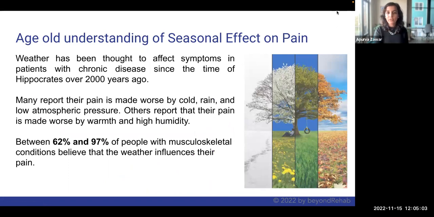So, the age-old understanding of seasonal effect on pain. Weather has been thought to affect the symptoms in patients with a chronic disease for a long time. Many report the pain is made worse by cold rain and low atmospheric pressure. On the other hand, people also report that warmth and high humidity affect their pain or just their body functioning. So there's a huge spectrum of how people experience the effect of change in the weather on their health. Particularly, almost three-quarters of people with musculoskeletal conditions believe that weather influences their pain. It's been a big factor for all of us, how weather impacts overall functioning.